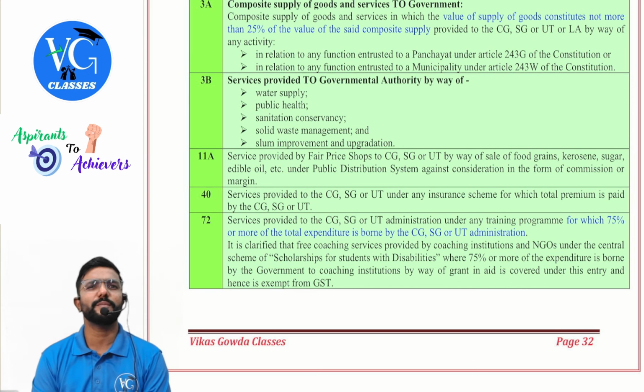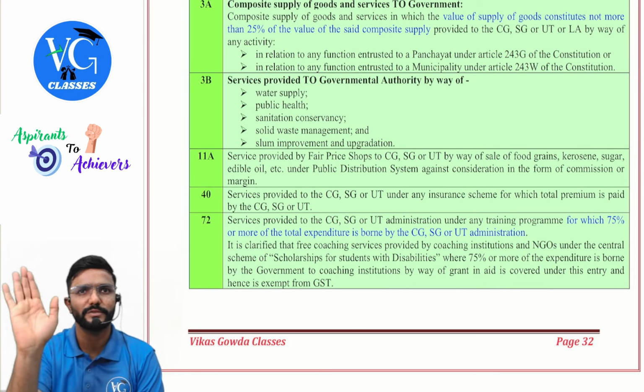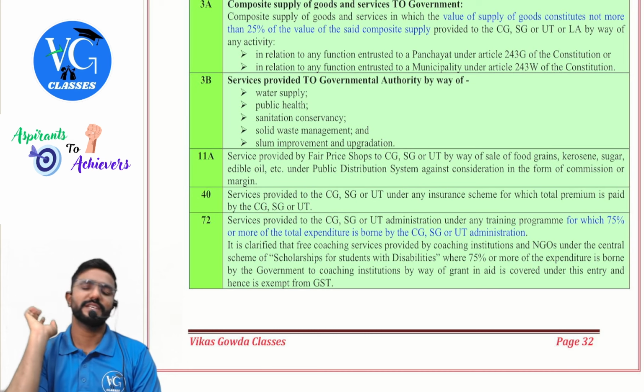For example, assume the government approached me and told me, because you do free classes for students, we will pay you. Don't charge it to students. So the government approached me and they are paying me fully. Is it exempt under GST? Yes.